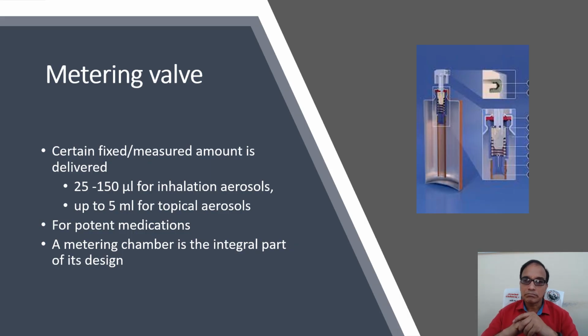Metering valve, as the name suggests, it delivers a certain fixed amount, measured amount, ranging from 25 to 150 microliter for inhalation aerosols, up to 5 ml in the case of topical aerosols. It is required for potent medication where the doses are very crucial. Okay. A metering chamber is the integral part of its design. A valve is there, but a metering chamber is there which fills first and then only that much drug is delivered. Okay. So it is called metering valve.